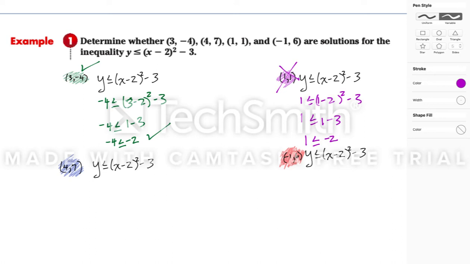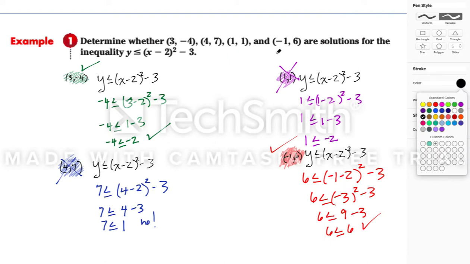Okay, I'm going to do the other couple problems for you guys, and we'll talk about it in a minute. So as you guys can see, we did the first two, and then doing this next one, this one in blue, the (4, 7) does not work, and the (-1, 6) does work. So this is how we test to see if solutions to inequalities work out when we're given points.